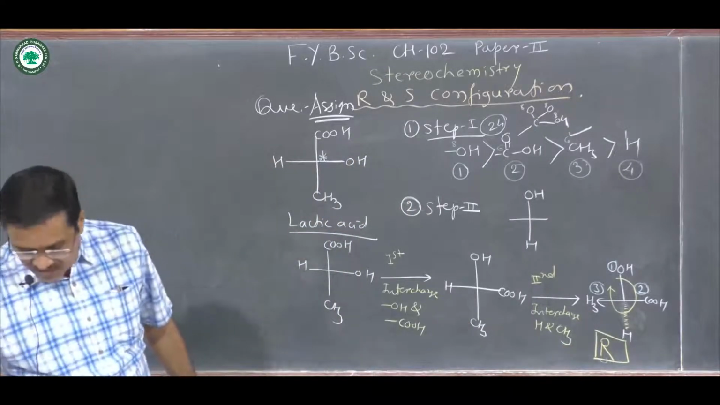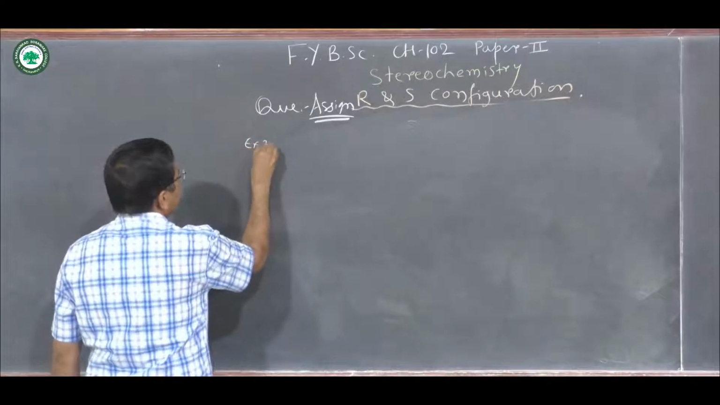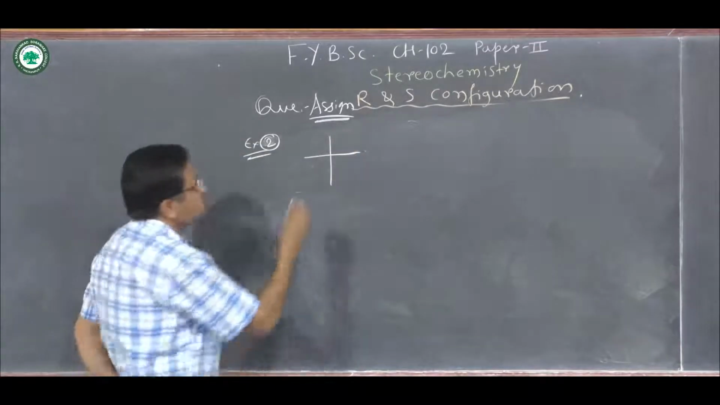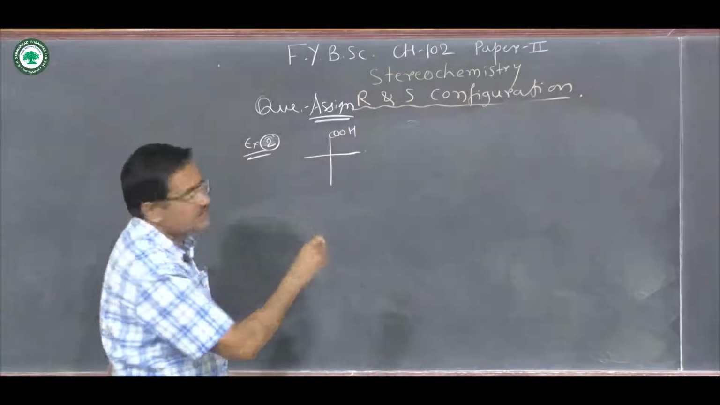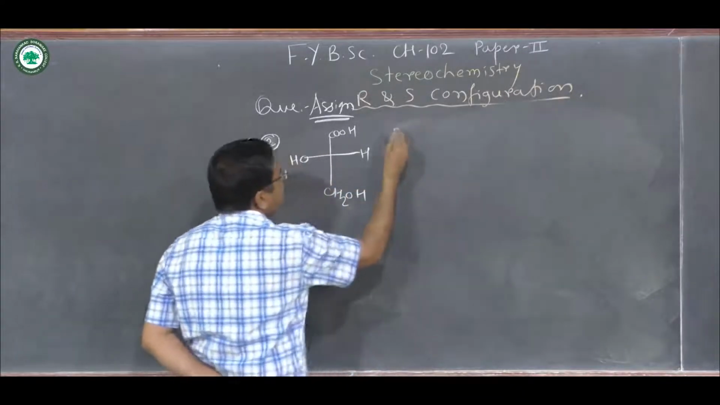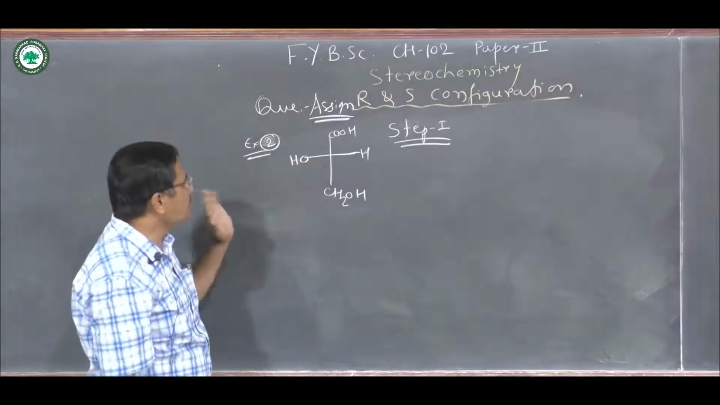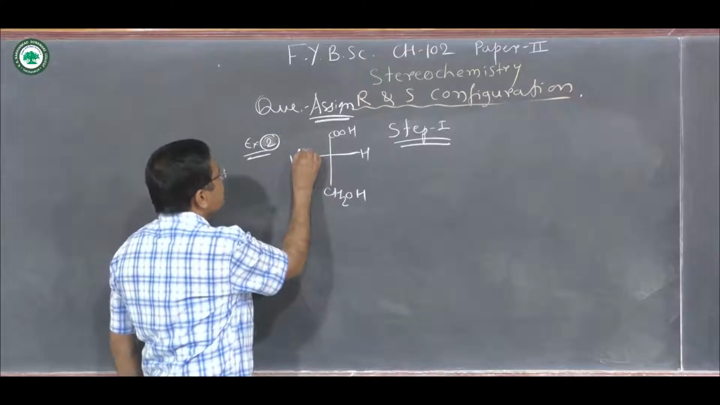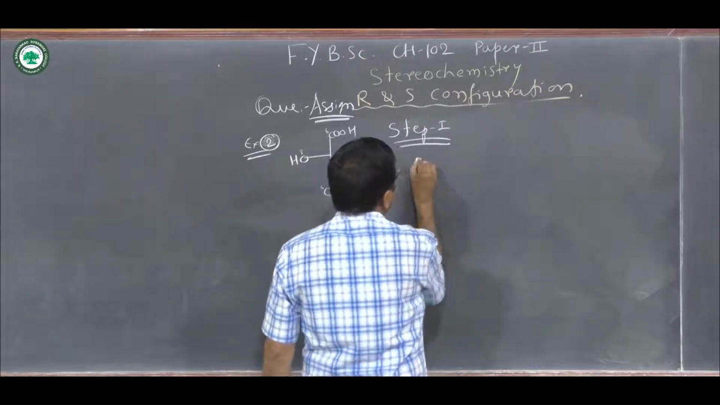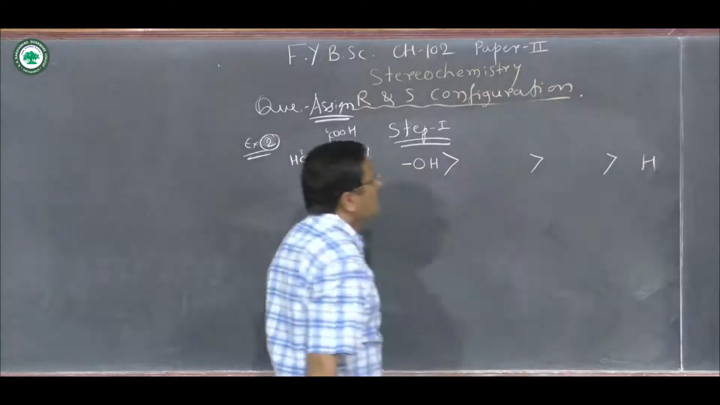Okay, now we will see one more example. We will do the second example. Example second. Okay, now as per the CIP rule, step first is for deciding priority groups. Now here the atomic numbers are 8, 6 and 1. No doubt OH has the highest priority, and H has the lowest priority.